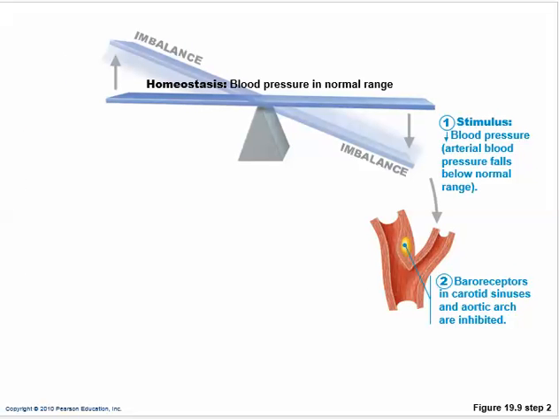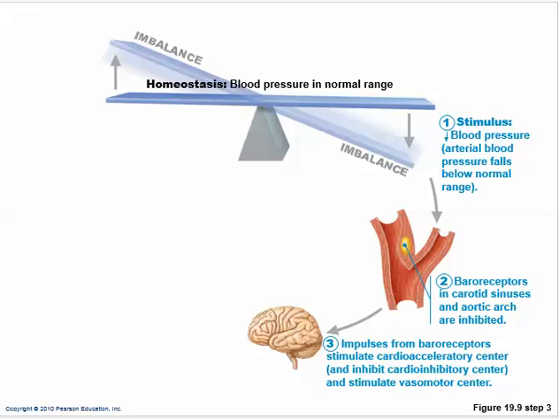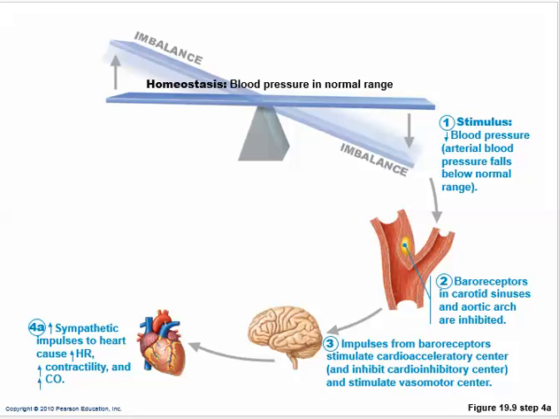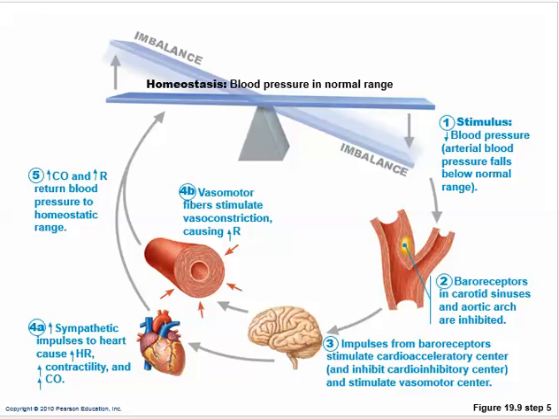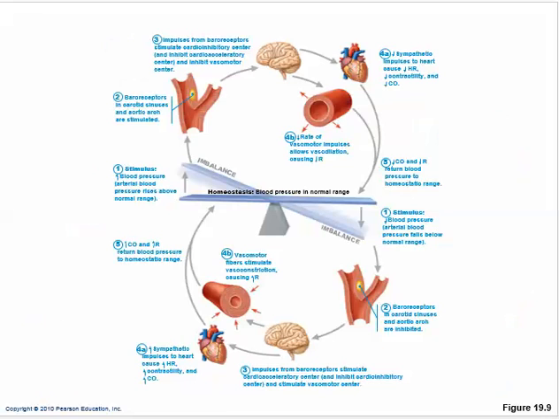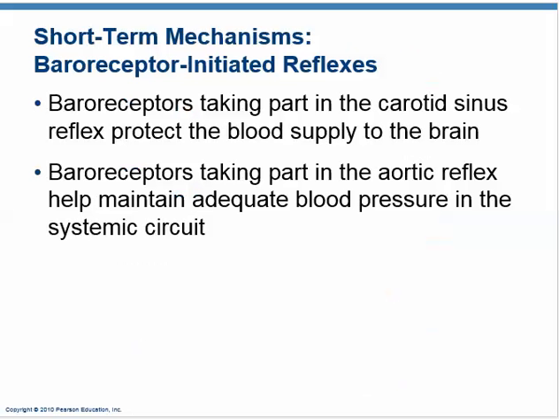If it goes the other way, the blood pressure is too low, the baroreceptors respond to that and cause the brain to tell the heart to increase cardiac output, and the blood vessels to constrict, raising blood pressure and normalizing it, so that it works as this double feedback homeostatic mechanism. So these are reflexes.